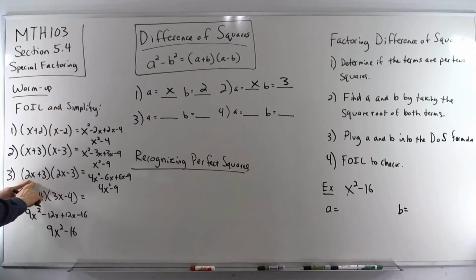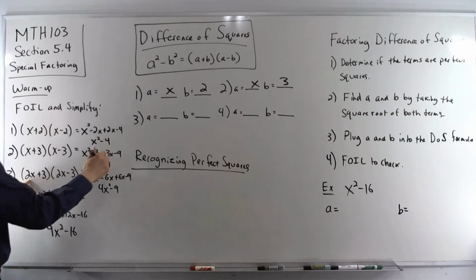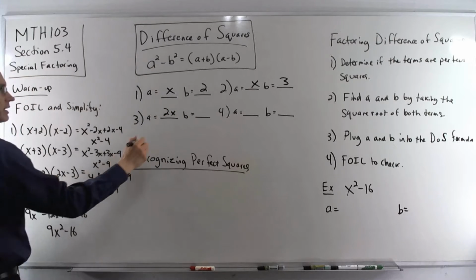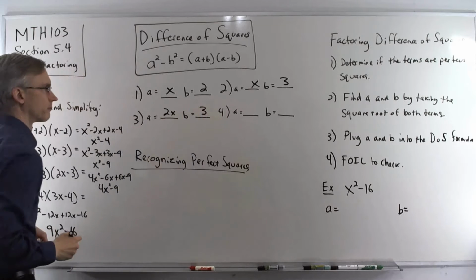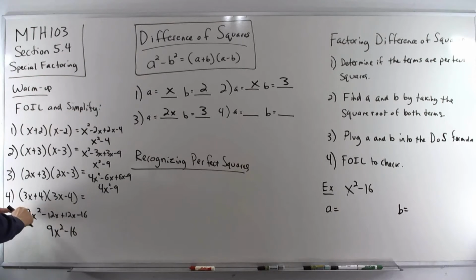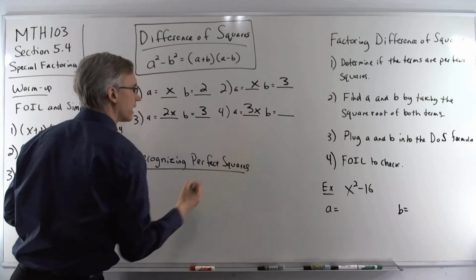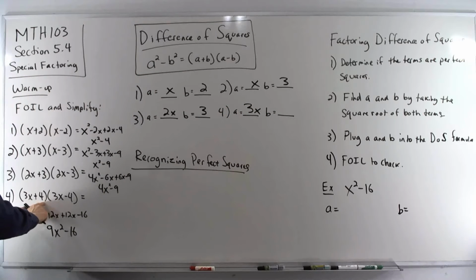For number 3, the first term is 2x, so a is going to be 2x. The second term is 3, so b will be 3. And for number 4, the first term is 3x, so a is 3x, and b is the second term, which is 4.